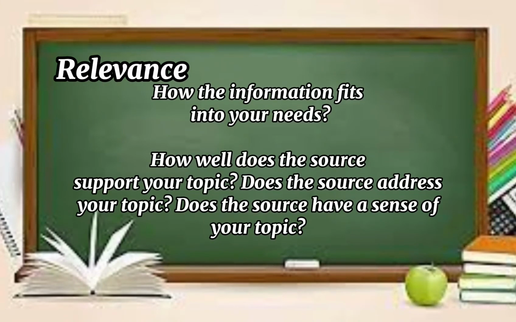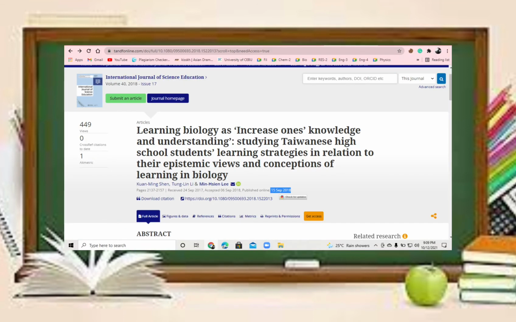The second criteria is the relevance. It is a criteria in which you ask the following questions: how well does the source support your study? Does the source address your topic? Does the source have a sense of your topic? Now, by looking at our source, we can see that it talks about the learning of biology, and therefore it can help us support our study, address our study, and can be conceptualized that this has a sense of our topic, which we can straightly conclude and evaluate that this source officially passed the second criteria, the relevance.